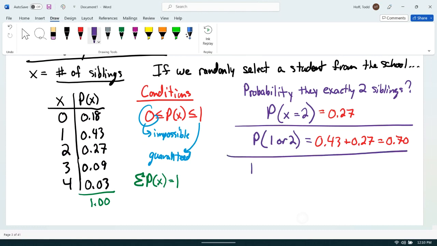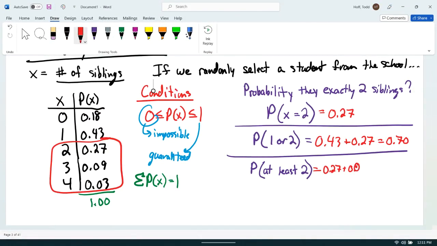How about what's the probability that they have at least 2 siblings? Well, at least 2, that includes 2. So I'd be adding these up. So that's the 0.27 plus the 0.09 plus the 0.03, which adds up to 0.39.